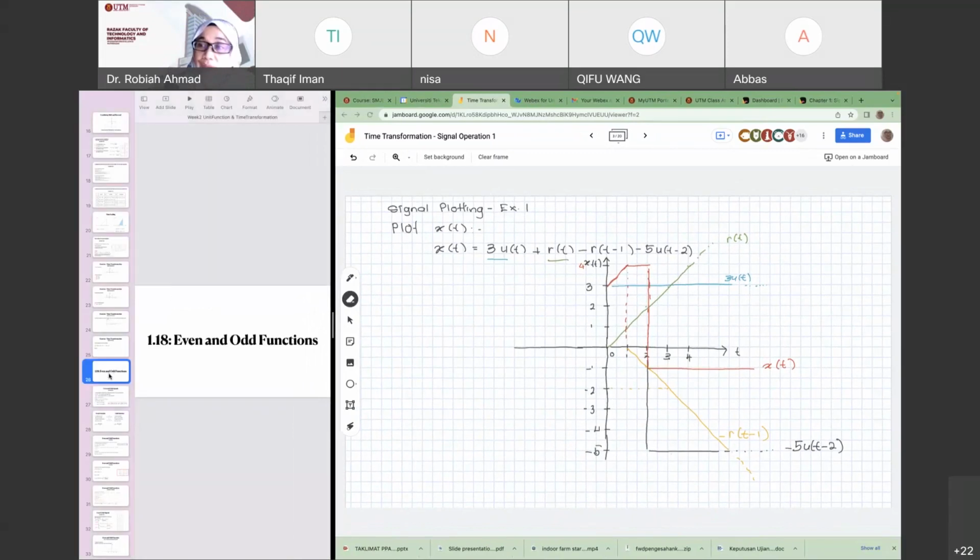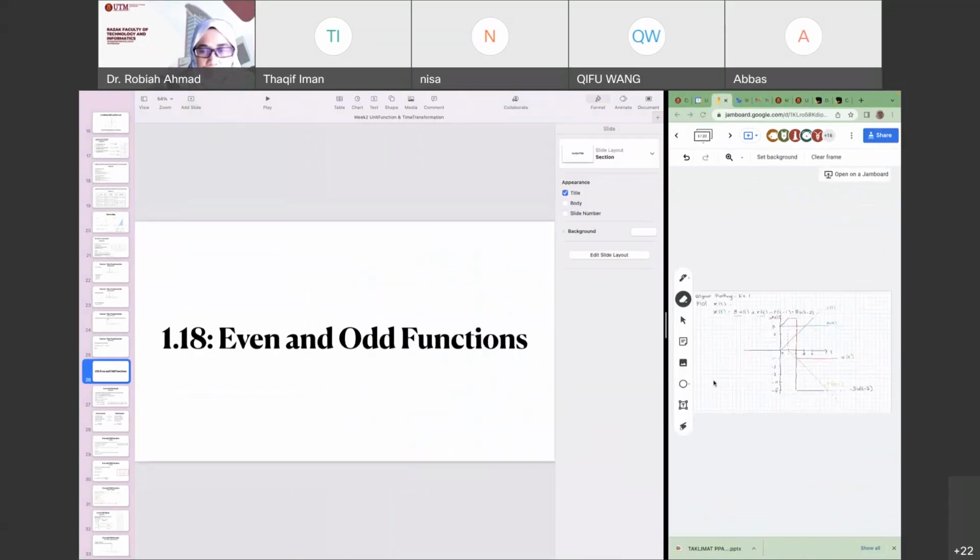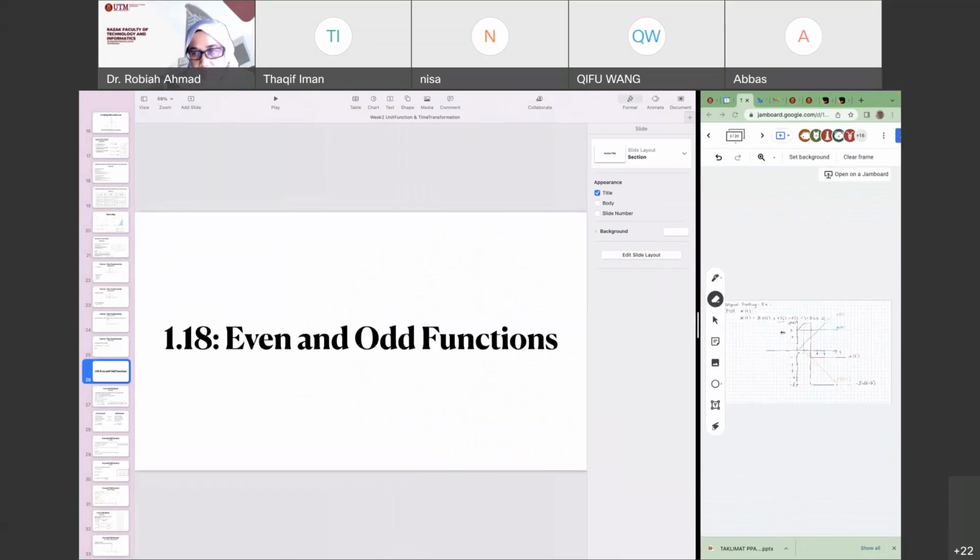Okay, we have a few minutes left. I will close this one. We go to the next topic, the functions of the signals, even and odd functions.